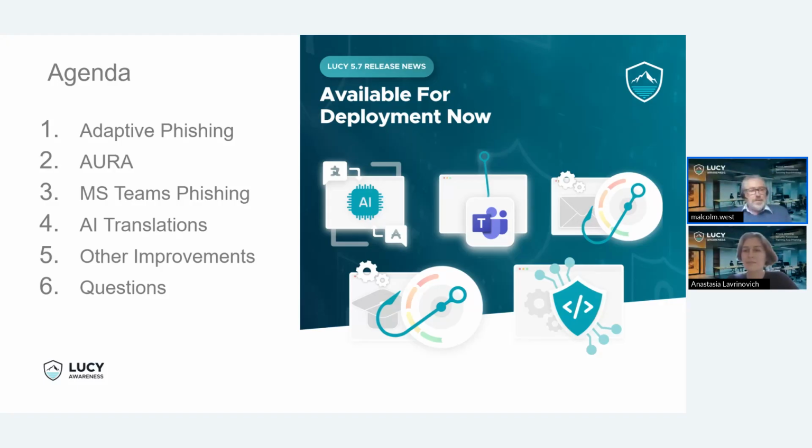with what's going on. So we're going to be covering some automation topics, adaptive phishing and Aura, then the new MS Teams phishing attack, AI translations, and a brief mention of the other improvements, and then questions.